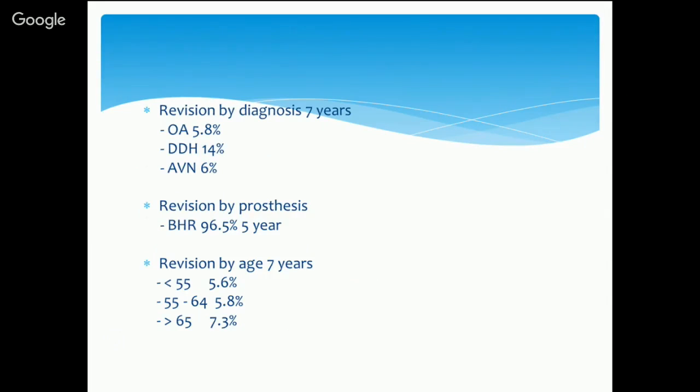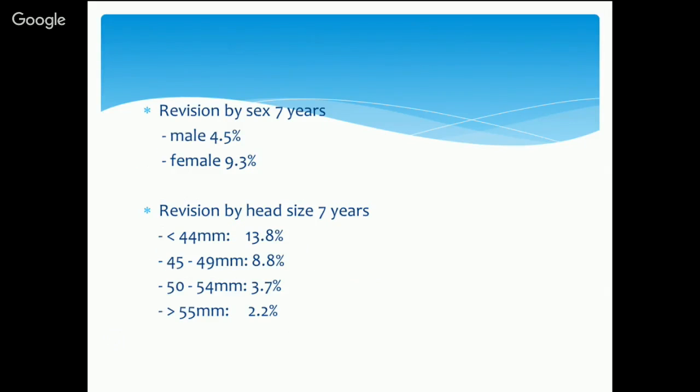The revision by age at 7 years is most important. We have found that in age less than 55 years there is 5.6% revision, and if more than 65 years, so in older age, we should not do this. Revision by head size: if the head size is less than 44 millimeter, there is a 13.8% revision rate, and if the head size is more than 55 millimeter, there is only 2.2%.